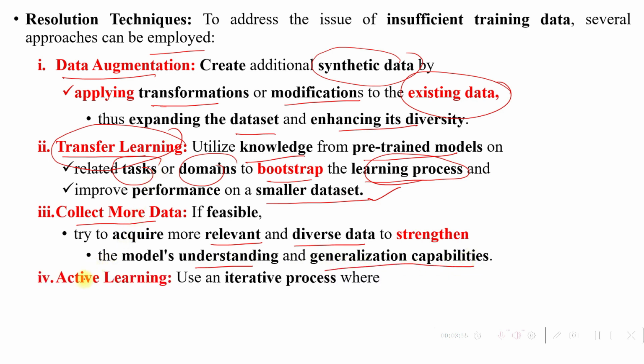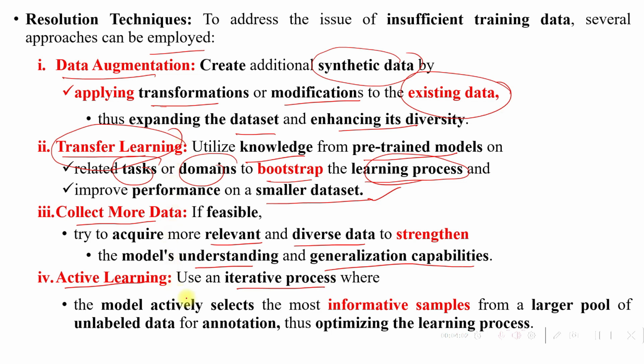The fourth approach is active learning. Use an iterative process where the model actively selects the most informative samples from a larger pool of unlabeled data for annotation, thus optimizing the learning process.